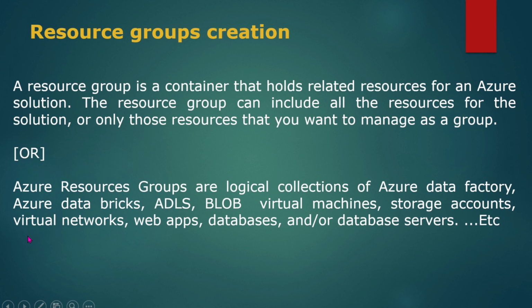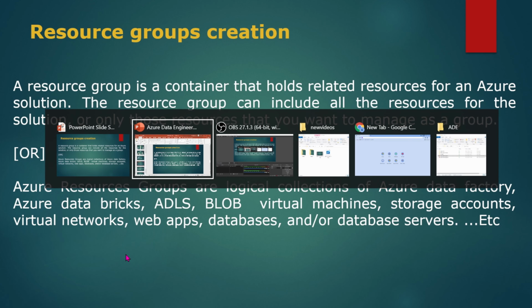We also have virtual networks, web apps, logic apps, function apps, and different kinds of databases, like SQL, PostgreSQL, and Cosmos DB, and many database servers. These are all Azure resources. So a resource group is a logical container onto which these different kinds of resources are deployed and managed. Now I'll show you how to create this in the portal.